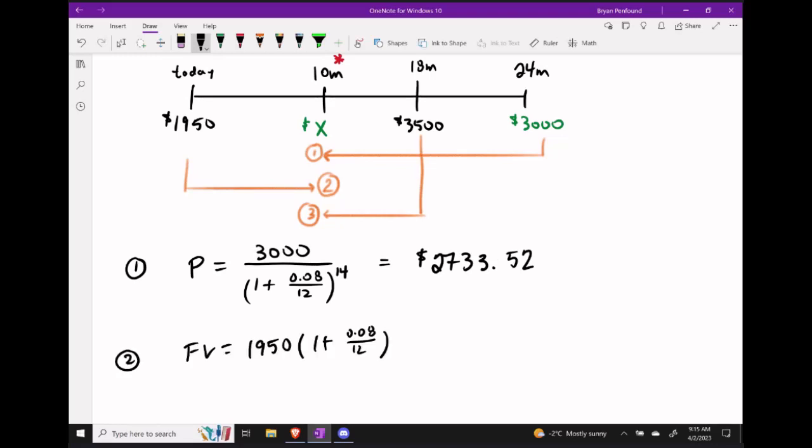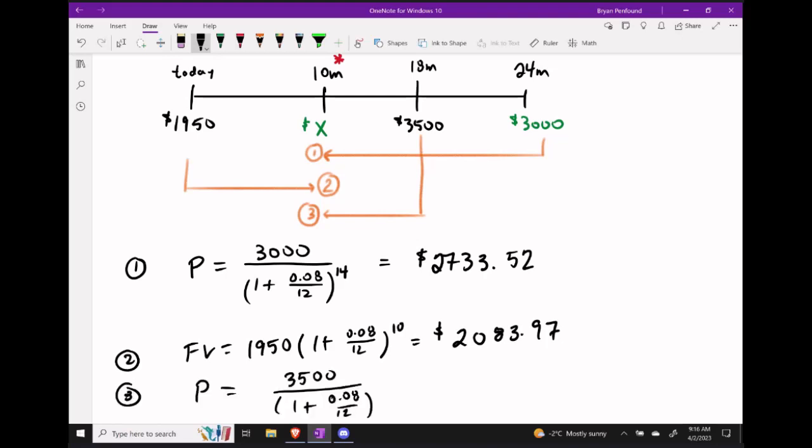Next is step 2, which is to find the future value of $1,950. So we're going to multiply that by 1 plus i. Since our frequency number is 12 and we need to move this forward 10 months in time, that means that n here should be equal to 10. This gives a future value of this particular amount of money to be $2,083.97.